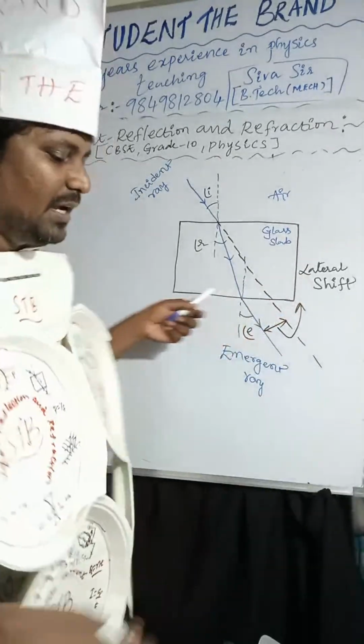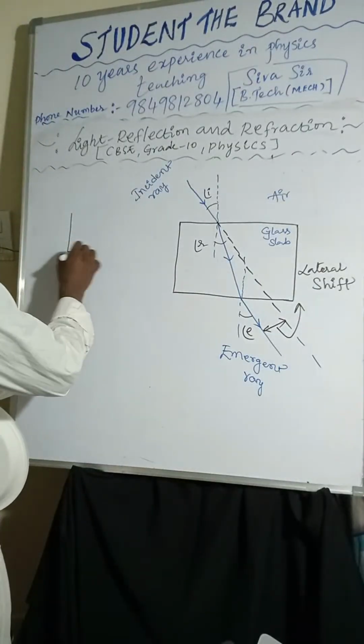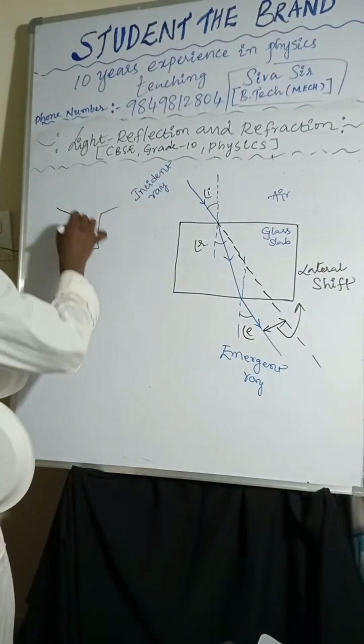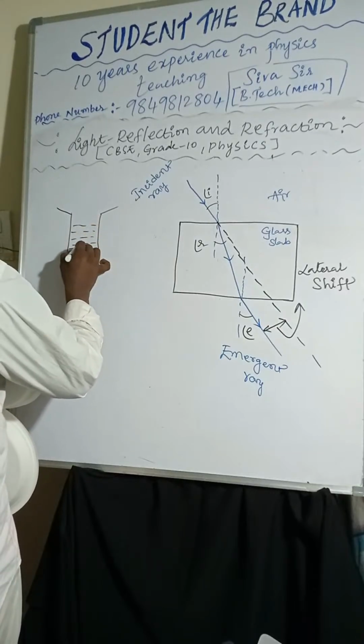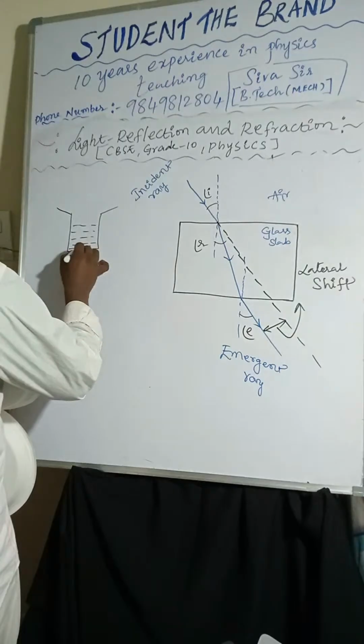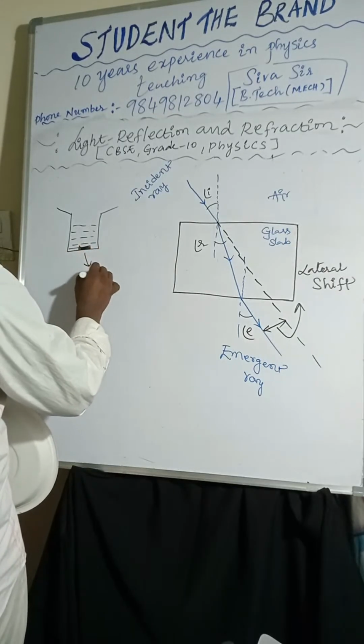If you take one more example, I'm taking a beaker like this, and here I place the coin. This is the coin.